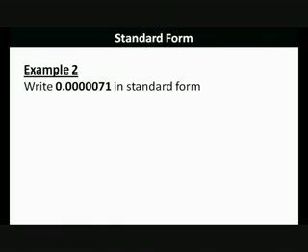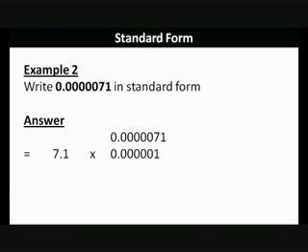Example 2. Write 0.0000071 in standard form. So we start off with the number, and we need to think of a number between 1 and 10 that we get from that. So that number is 7.1. So 0.0000071 is equal to 7.1, a number between 1 and 10, multiplied by 0.000001. And again, writing your numbers in line makes it much easier to get the right number of zeros in that number.